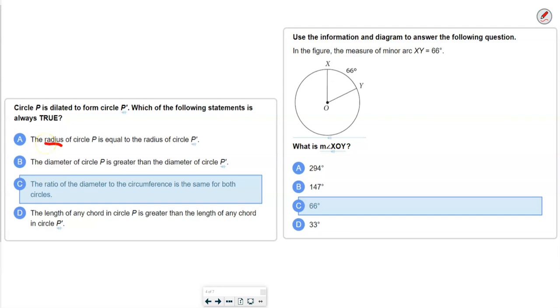So we got radius equal to radius. Obviously, that's not true if it dilated. Diameter greater than diameter. Well, we don't know if it got bigger or smaller because it didn't tell us how it dilated.